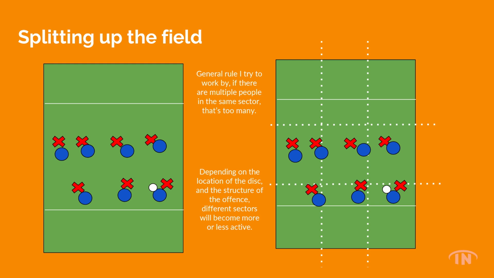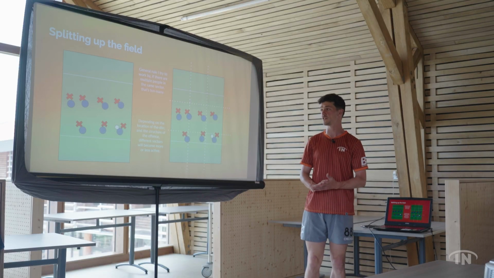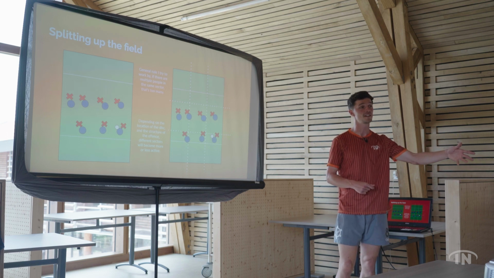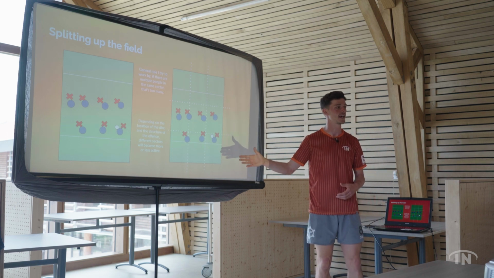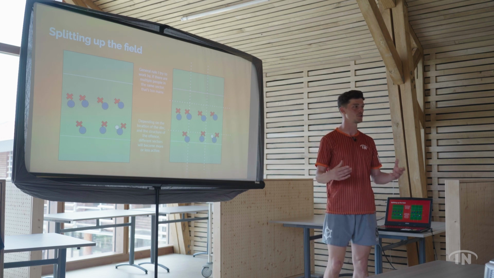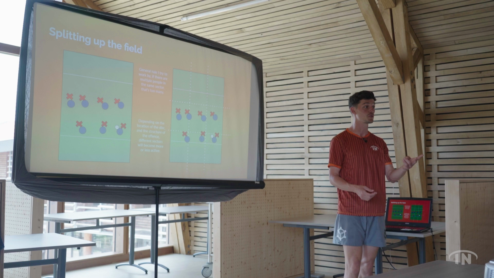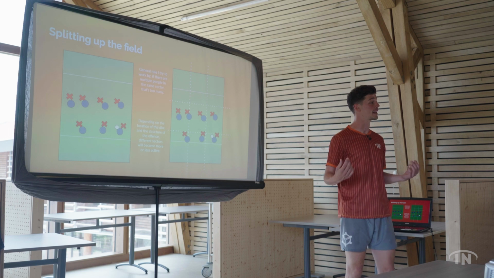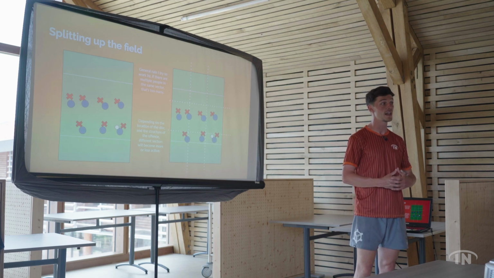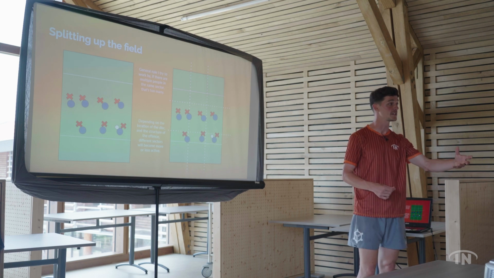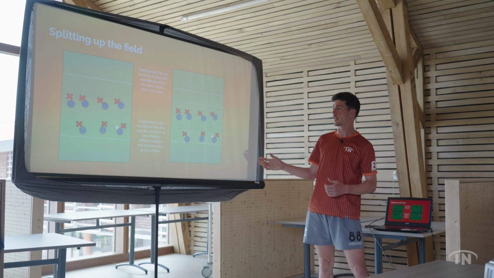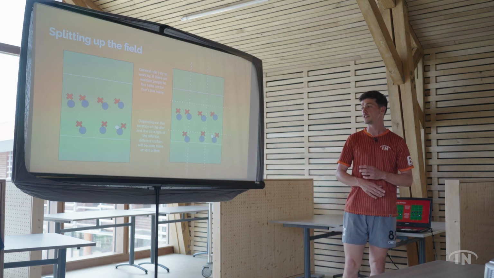So the general rule I try to work by: if there are multiple people in the same sector, that's too many. And there's 2 kind of parts to that thought process. As a thrower, if I'm trying to hit a receiver and there is someone else in that sector as well, maybe that's not the option. Maybe too many people in there, it's a little bit of a tighter space. There are now 2 defenders trying to get the block. That also means that as a cutter, I need to be able to recognize if I'm in that same sector as well, as someone who is either already in the space or is going to be providing a higher value option.